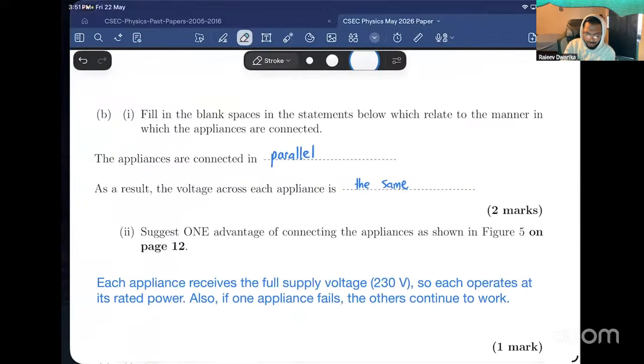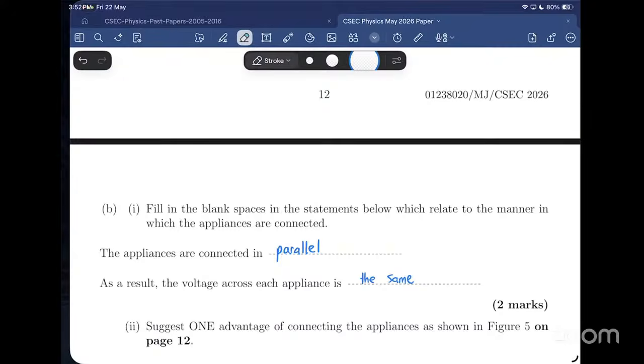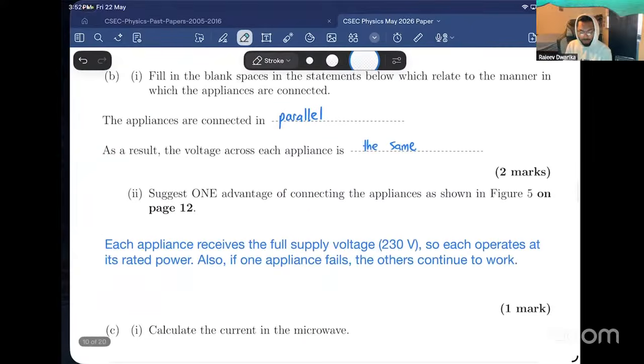So, one advantage of connecting the appliances as shown in figure 5: if one appliance goes bad, the circuit will not fail. The circuit will continue working. And if the fridge needs 230 volts, the microwave needs 230 volts, and this needs 230 volts, it makes sense to connect them in parallel so all of them get the same voltage. So each appliance receives the full supply voltage, so each operates at its rated power. Also, if one appliance fails, the other continues to work.